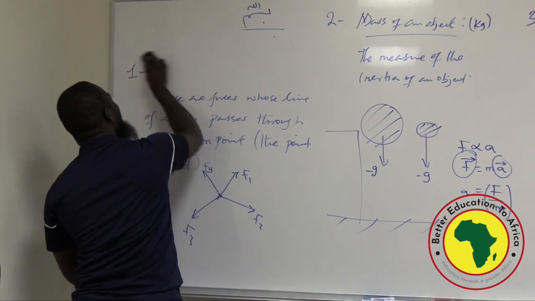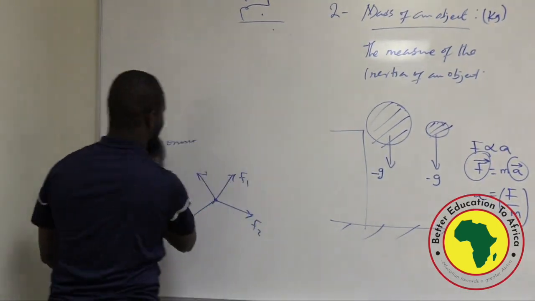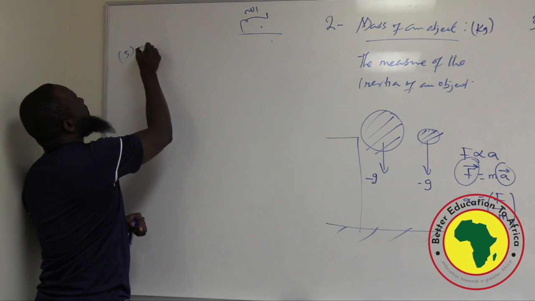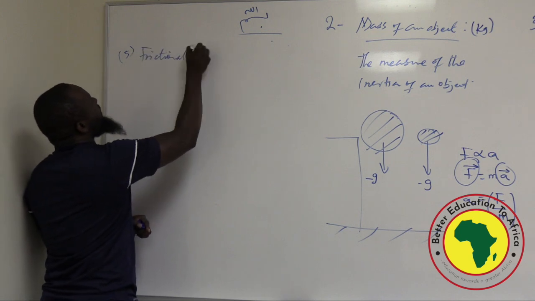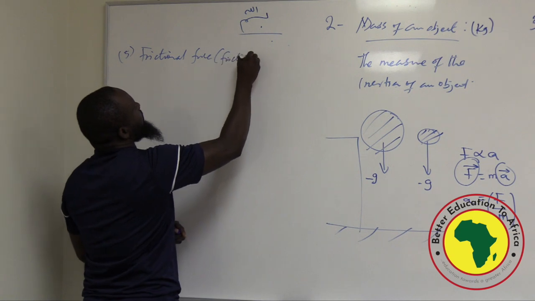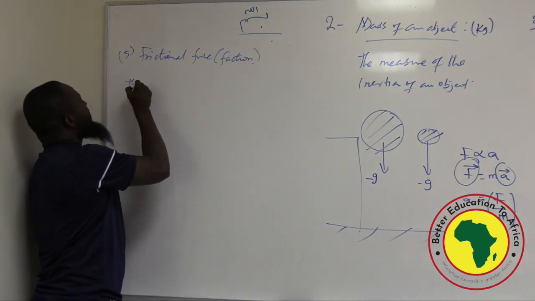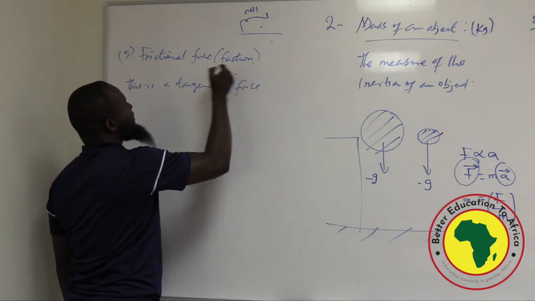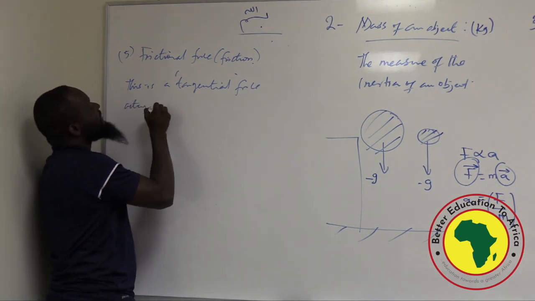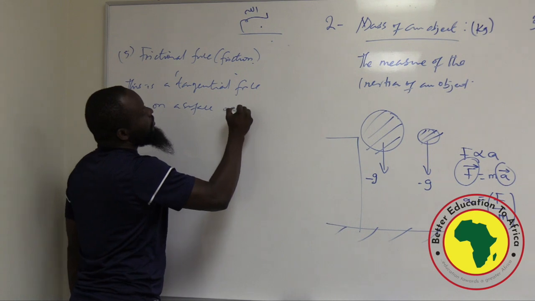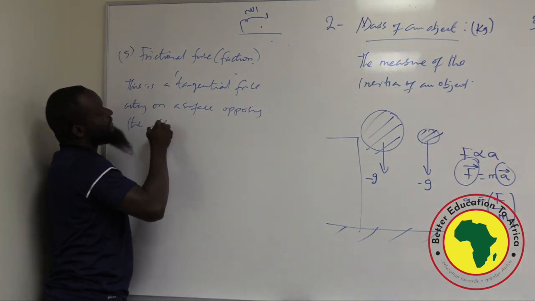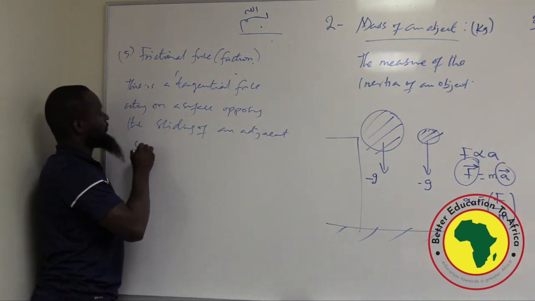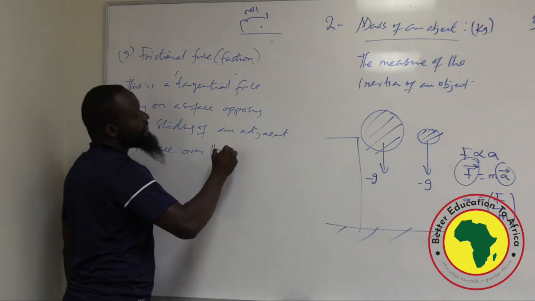Now let's talk about friction. What do you mean by frictional force, or just friction? That's number 5 now. It is a tangential force. I'll tell you what tangential means. A tangential force acting on a surface opposing the sliding of an adjacent surface over that surface.